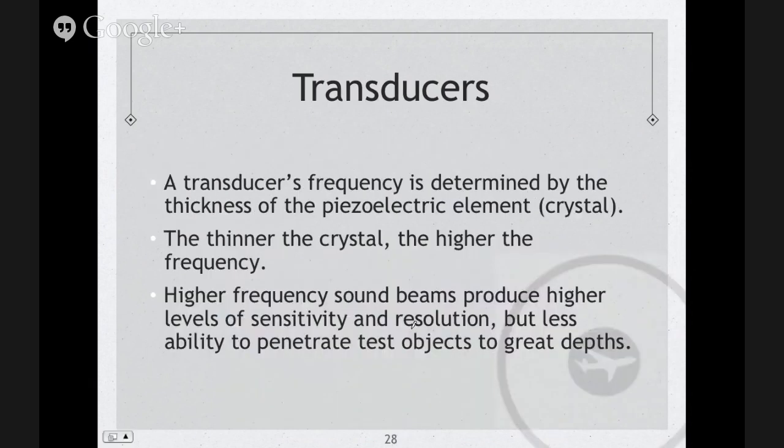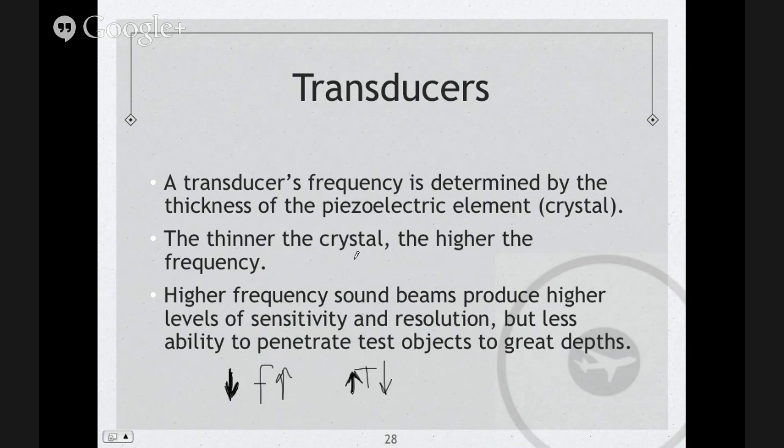A transducer's frequency is determined by the thickness of that crystal. The thinner the crystal, the higher the frequency. So frequency is higher as the thickness of the crystal is lower, and vice versa. Very low frequency transducers have very thick crystals.